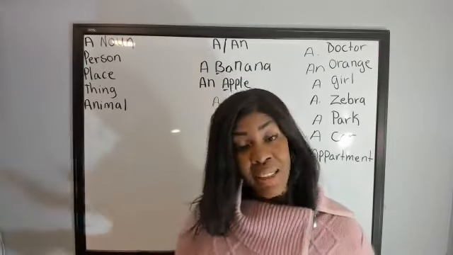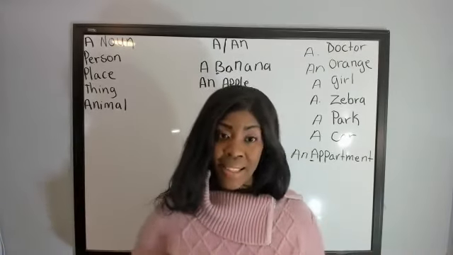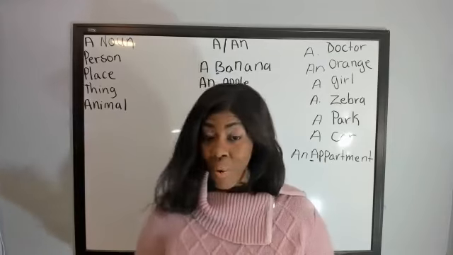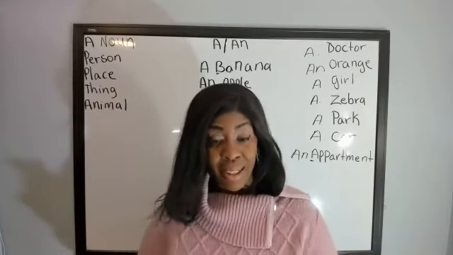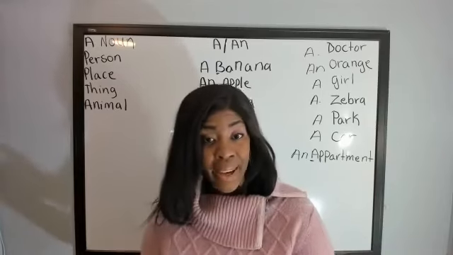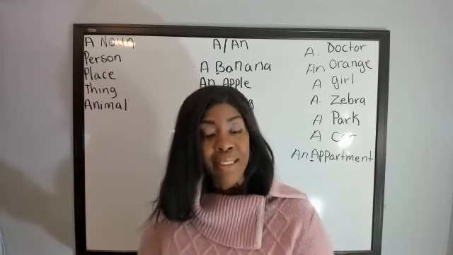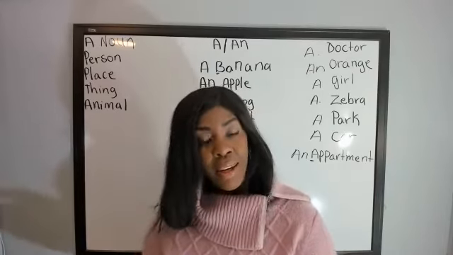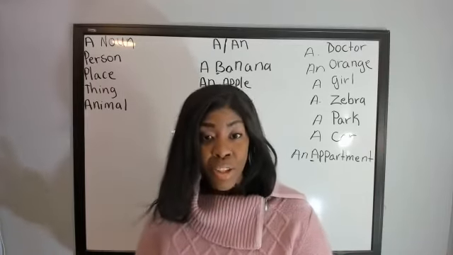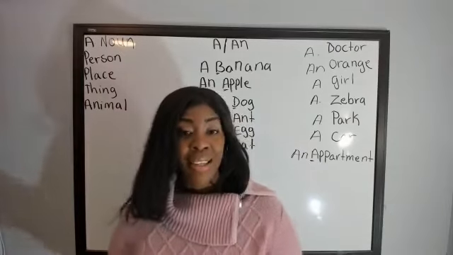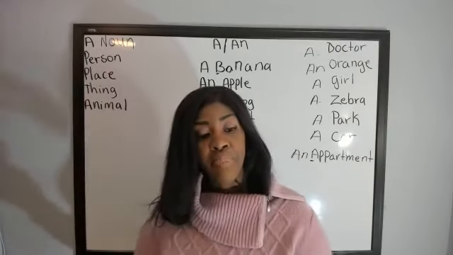A noun, it's a person, a place, a thing, or an animal. A building, that's a noun because it's a thing. A bank, that's a noun. It's a place. A cat or a dog. These are nouns because they are animals, all right?